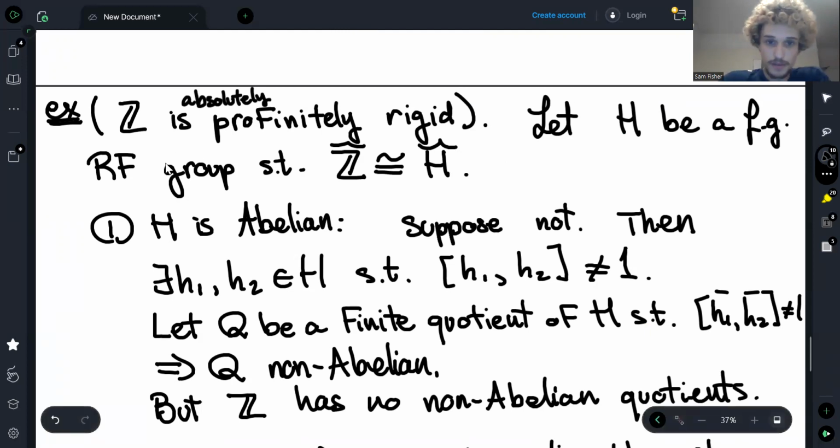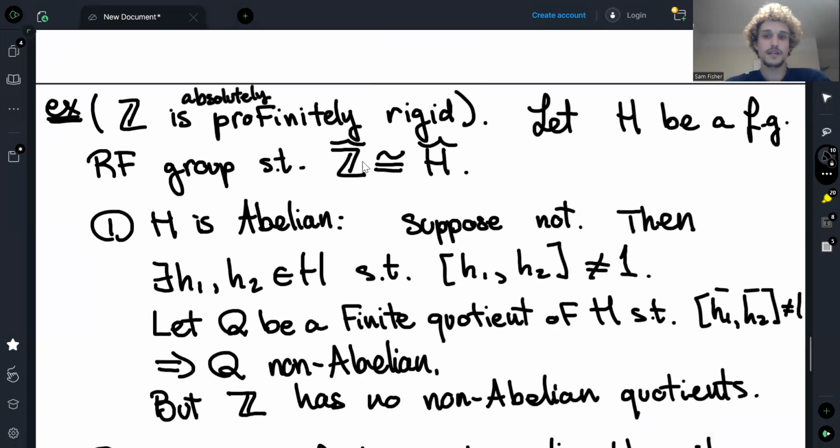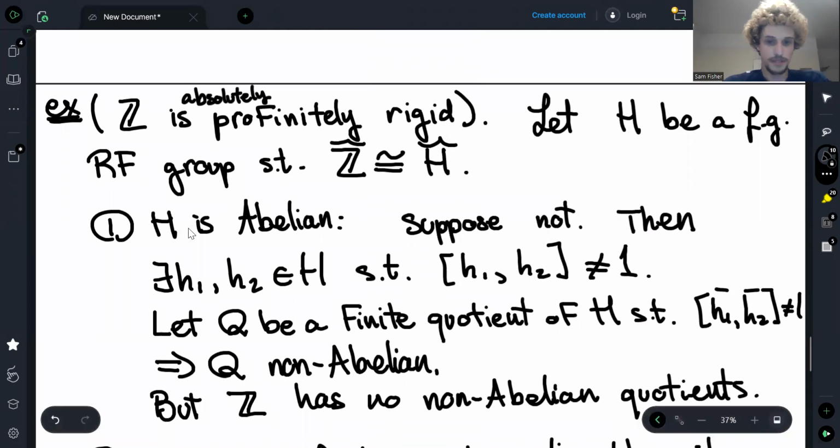Okay, so let's let H be some finitely generated residually finite group that is profinitely isomorphic to Z, so it has the same profinite completion. So the first claim is that H is abelian. So let's show that. Suppose it is not. Then that means that there are two elements of H, h1 and h2, that do not commute.